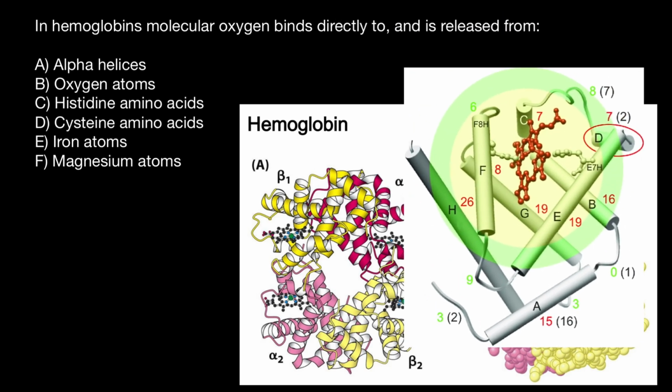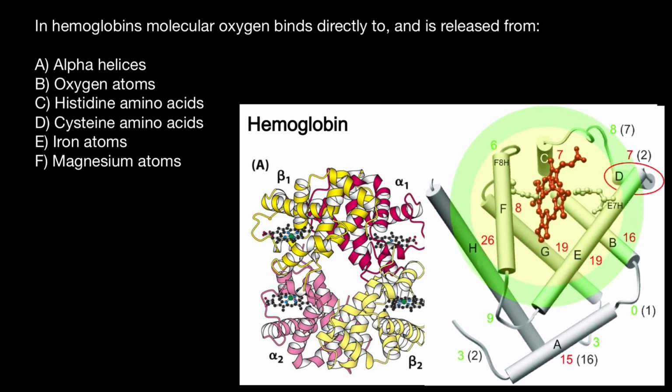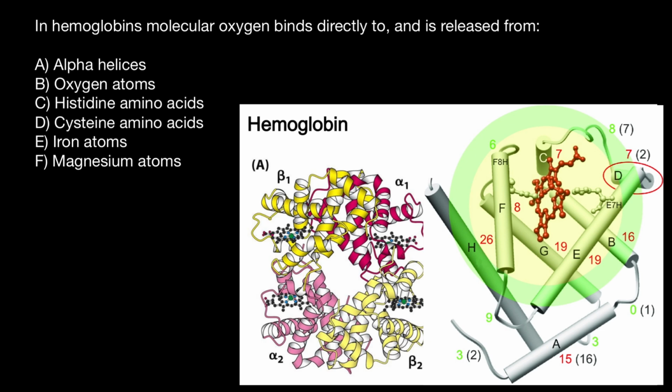And here is another representation of the same molecule, but this time it is just one subunit. This is the beta subunit. Each cylinder here represents one alpha helix. How many alpha helixes do we have here? A1, B2, C3, D4, E5, F6, G7, and H8.